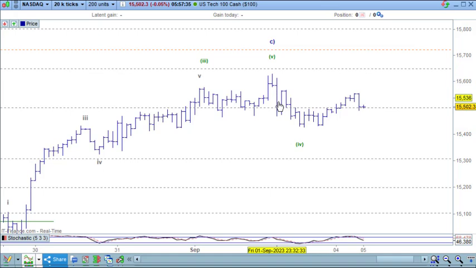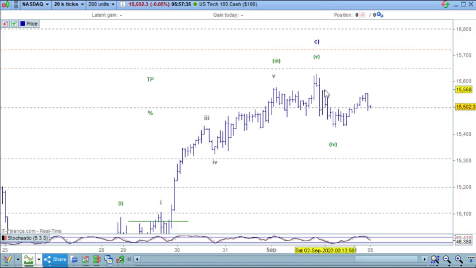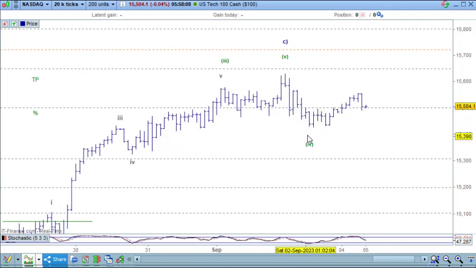I could count it down as an A wave, a B wave, and a C wave here. I could also count it down as 1, 2, 3, 4, 5. But either way, there's problems with both of them when I compare them to other markets. So this is not really that helpful, actually, this particular move down here. It could be an ABC or 5 waves down.